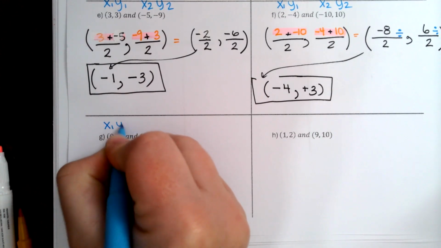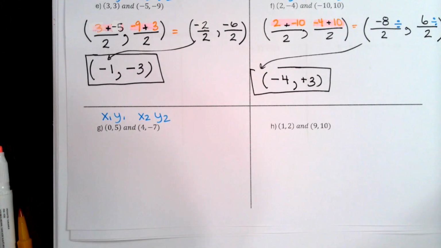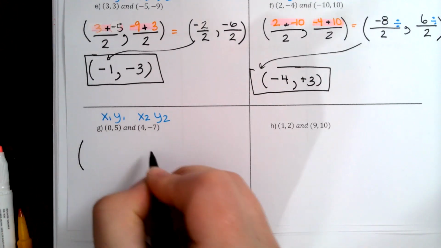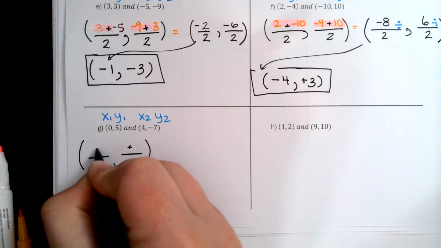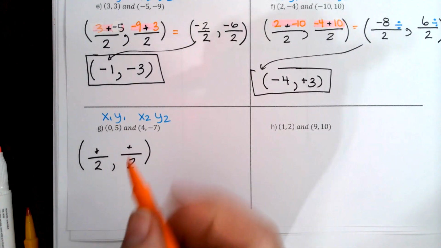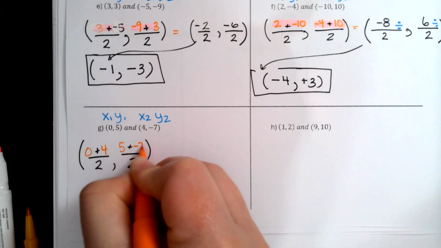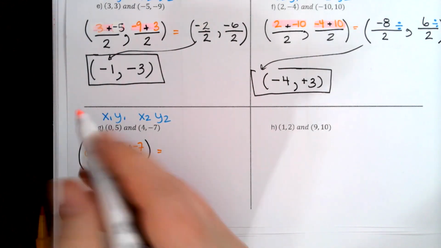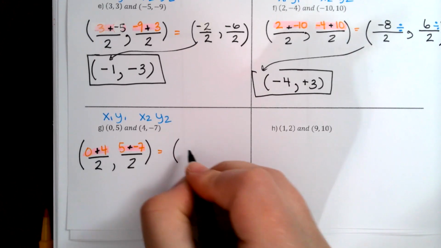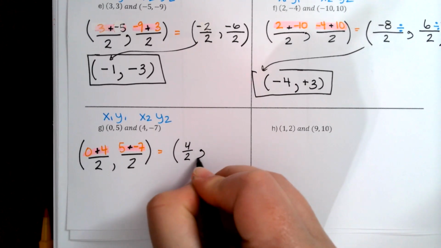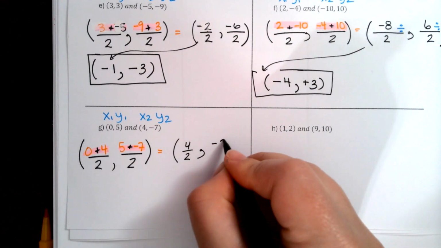Again, x1, y1, x2, y2. Okay, write out your midpoint formula. Divided by 2 with a plus and with a plus. Take your x's, 0 and 4. Take your y's, 5 and -7. Counters on top. 0 plus 4 is 4. 7 minuses, 5 pluses is -2.